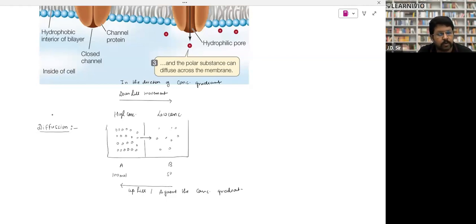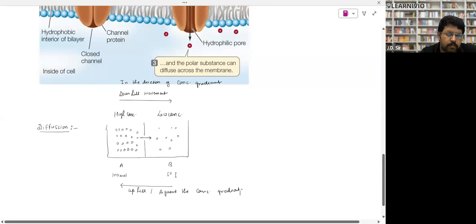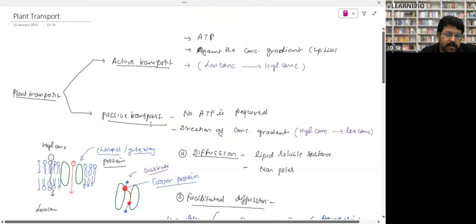Let me know when you note it down. Done? Okay. So now come to what exactly is the type of diffusion.